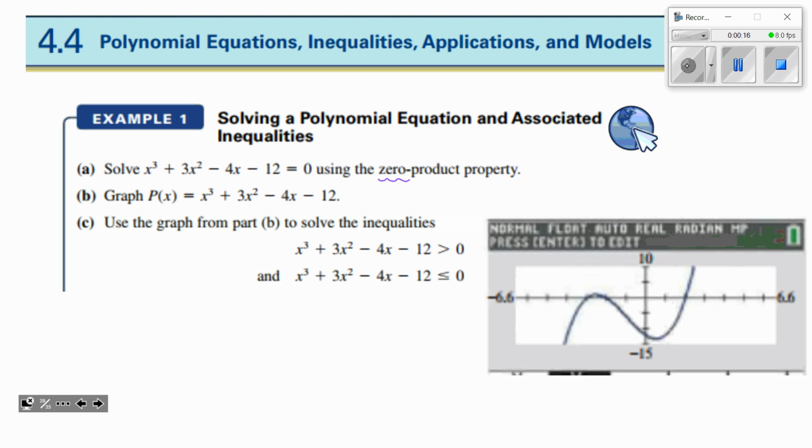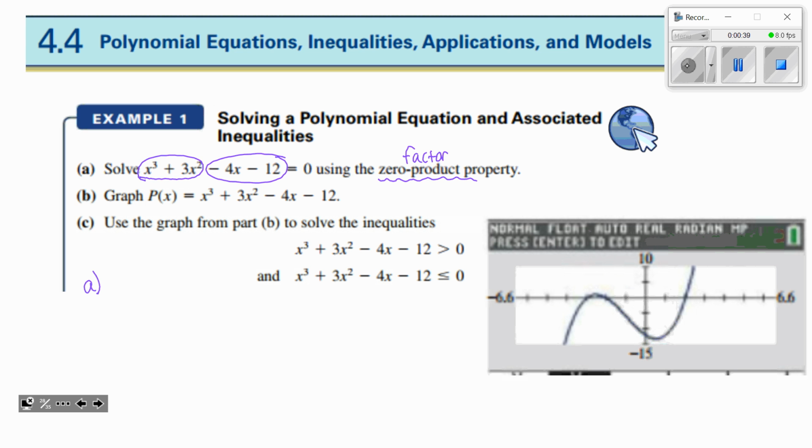When you see these words zero product property, what that's telling you to do is factor and set it equal to 0. So we want to write it as its 3 factors. So if I look at A, I would probably use factor by grouping, noticing that these terms have some stuff in common. They have a common factor that I can break out together.